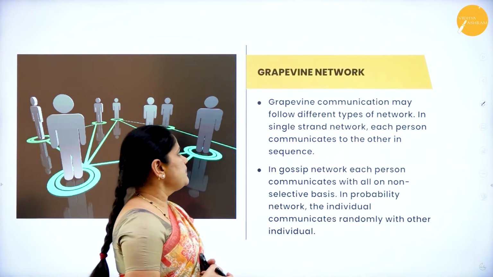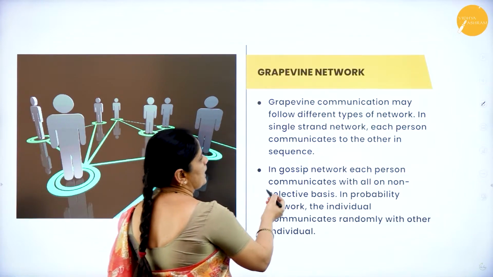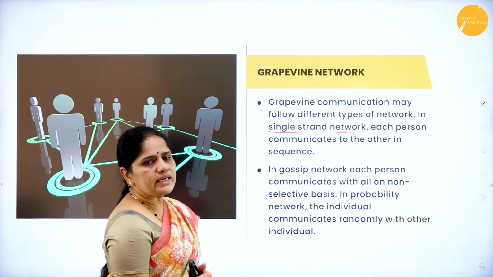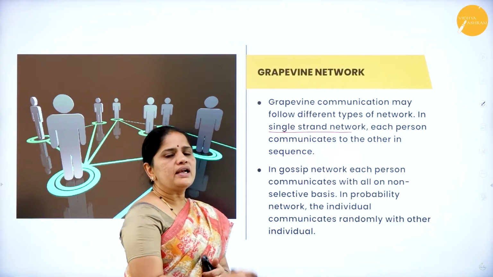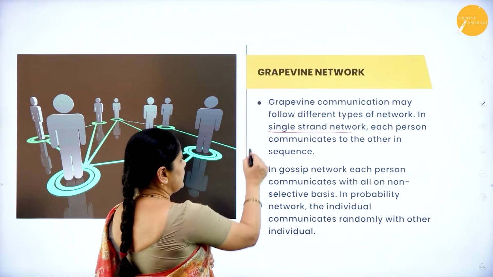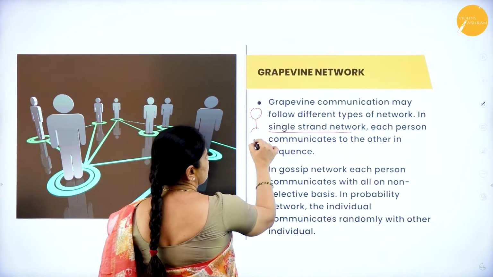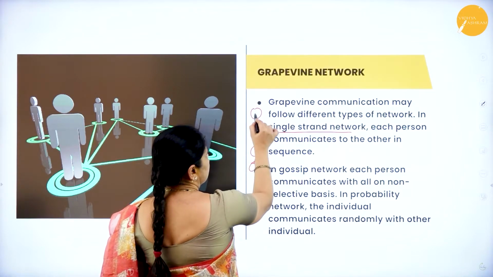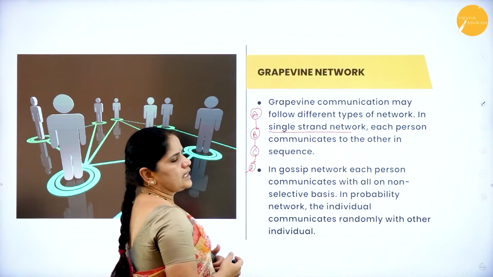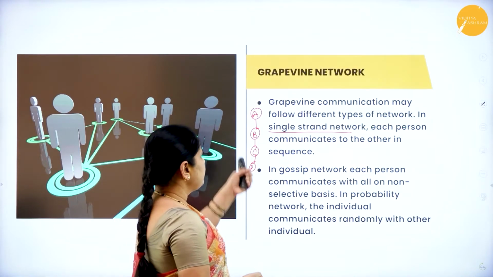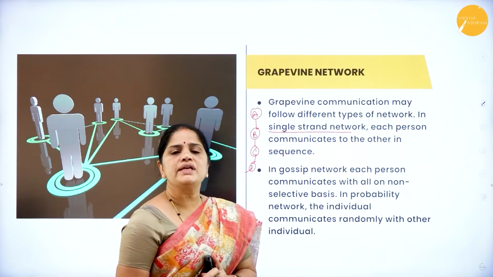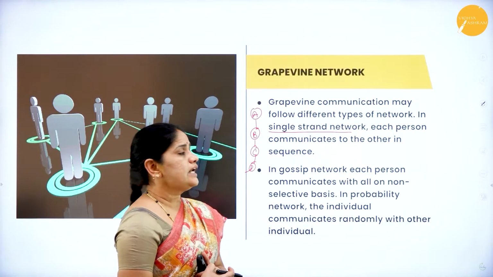The first one is the single strand network. In the single strand network, it follows the chain network of the formal communication. Here we see 1, 2, 3, 4, that is, it follows this same chain, A, B, C, D. Communication is flowing from A to B, C and D. This type of communication we call the single strand network.